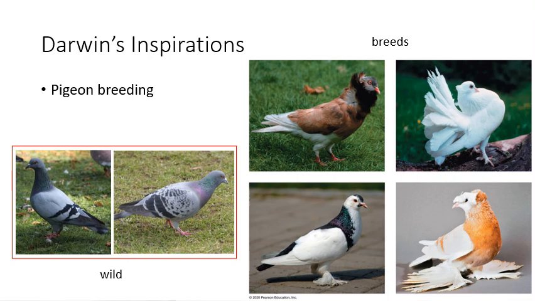Darwin also had a hobby of breeding pigeons. So we all know what wild pigeons look like, but there's actually a bunch of crazy looking pigeon breeds that you can get. And this just basically proves that species can change. So if you can go from a normal pigeon to this guy just by picking which pigeons get to have offspring together, obviously species can change. And Darwin basically had the idea that if you can do that deliberately, then a similar process could be happening naturally.